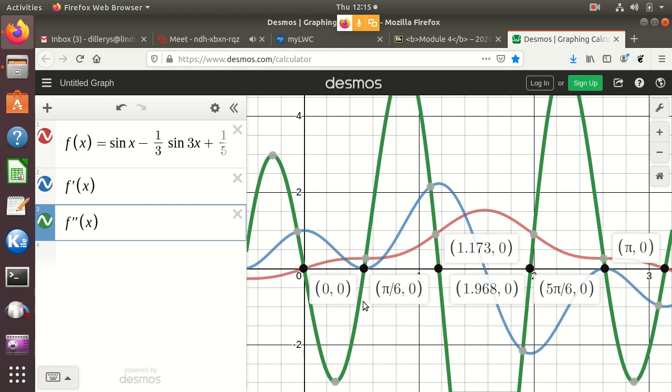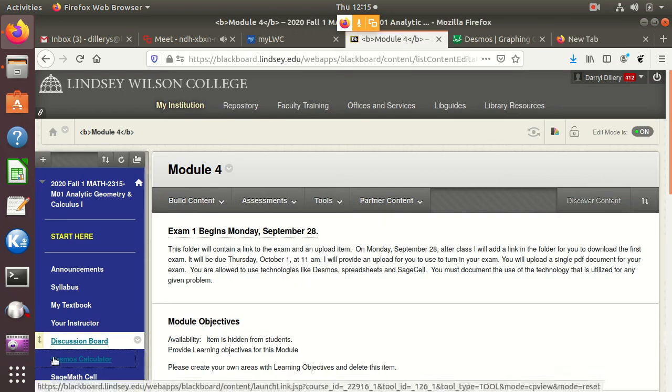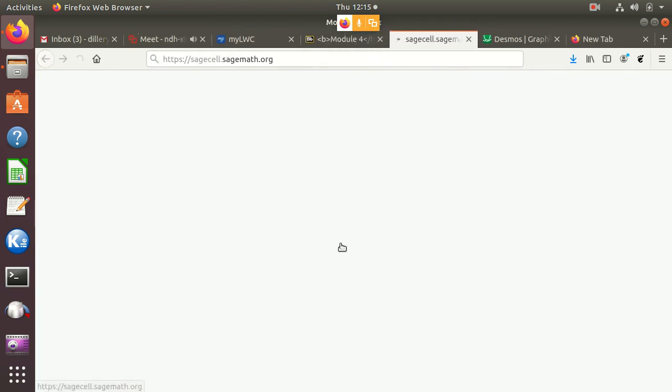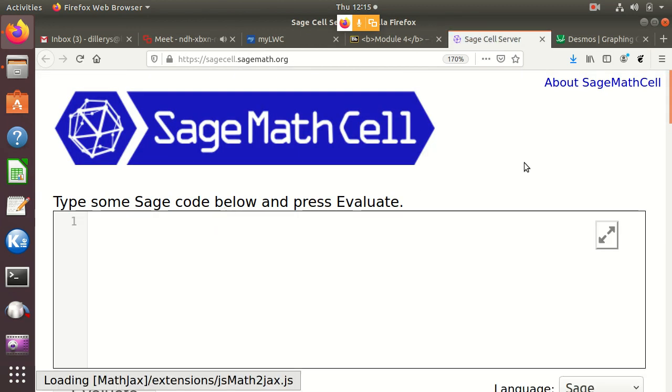More questions on that? So I did not actually find the second derivative. I could do that pretty simply. If I couldn't, the other thing I can do is go in here and, well, actually, Sage Math Cell. So I could go to a Sage cell and pretty quickly type this stuff in.